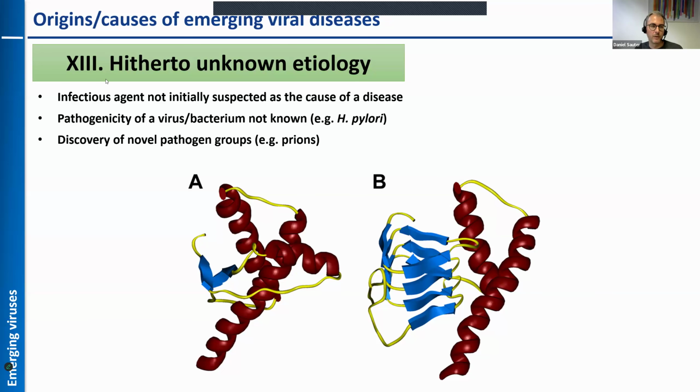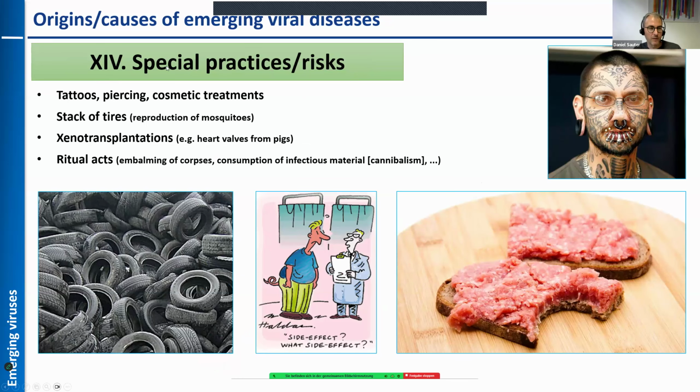And then with point number 14, this is my last point regarding the origins and causes of emerging viral diseases. I call this special risks or special practices. This refers to a lot of different things that may actually also contribute to efficient spread of viruses in the human populations. This can include, for example, practices such as tattooing, special cosmetic treatments that involve injections that could pose a risk or facilitate transmission of viruses. In the case of tattooing, it would be hepatitis C, for example.